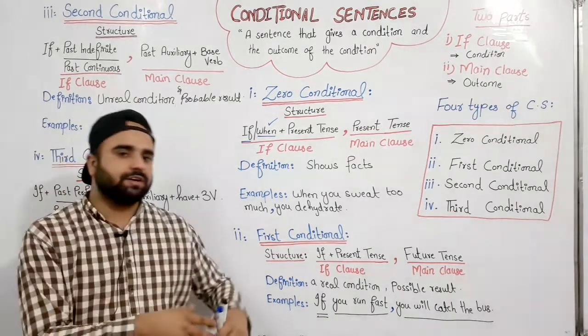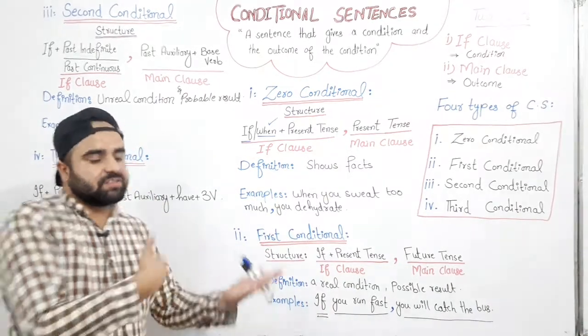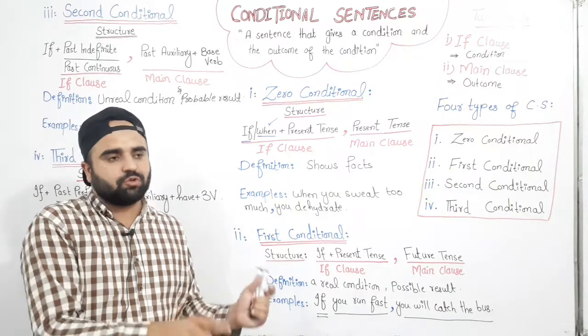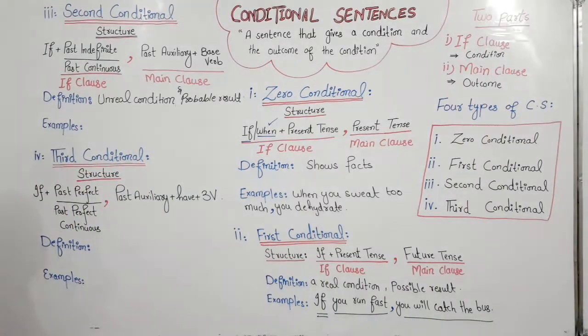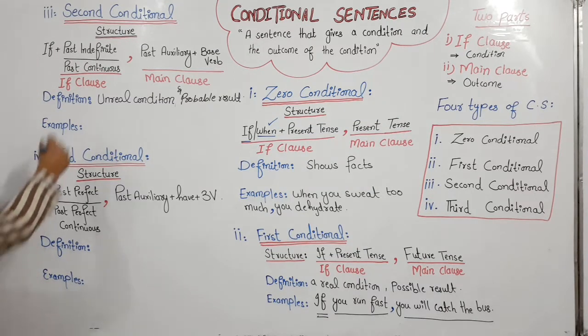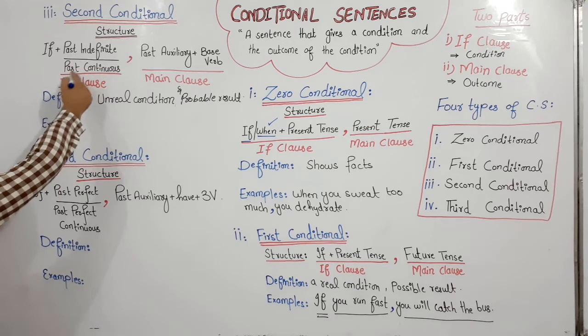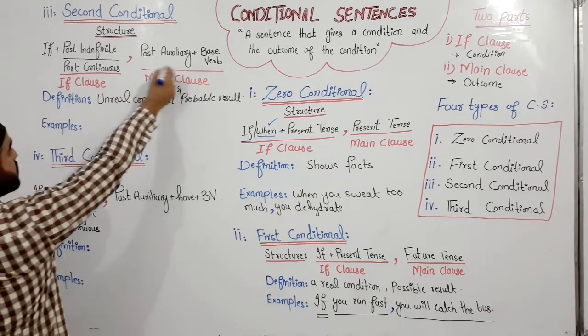Like it's daytime, this is reality. So if I say it is night time during daytime, that is against reality. The structure is you will use if, and after if you will use past indefinite or past continuous tense, these two tenses only, and then the main clause will use a past auxiliary.